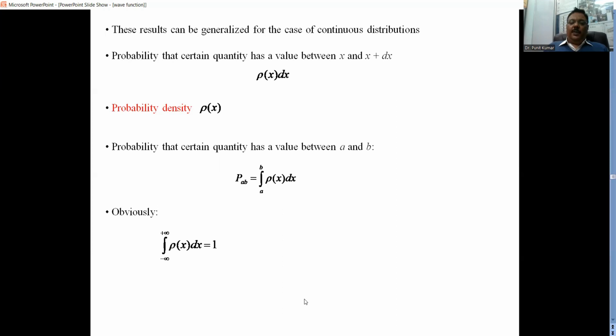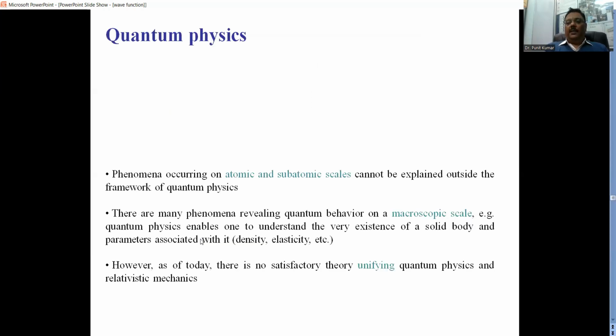We can calculate the probability between the limits a and b as the integration between these limits of the probability density over dx. So the probability in the limits a, b is an integral in the limits a, b of the probability density over dx. And if we perform this integral from minus infinity to plus infinity, we get the total probability, which is always 1, if the particle exists.